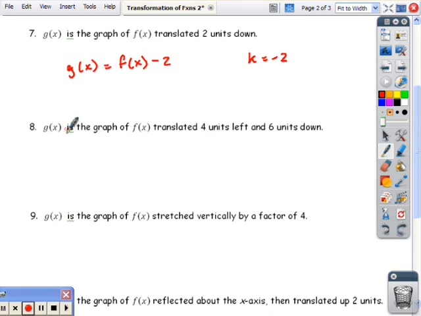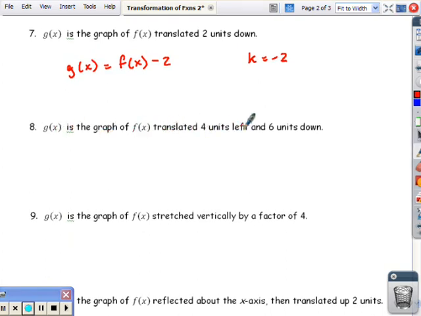Okay. G of x is the graph of f of x translated 4 units left and 6 units down. If I move 4 units to the left, that means h is negative 4. Down 6 units, that means k is negative 6. So I have g of x equals f of x. Here, we have a minus in the general form, but the negative 4 makes it plus. So I add 4 to the x before the function is applied. Then I apply the function f of, and then I need to subtract 6, because 6 units down is negative 6.